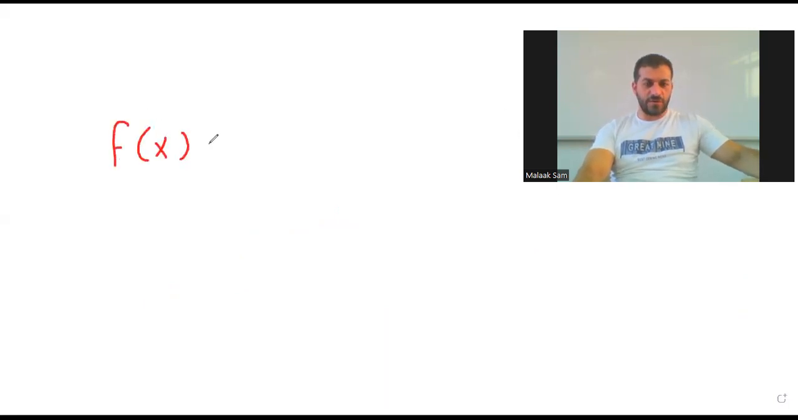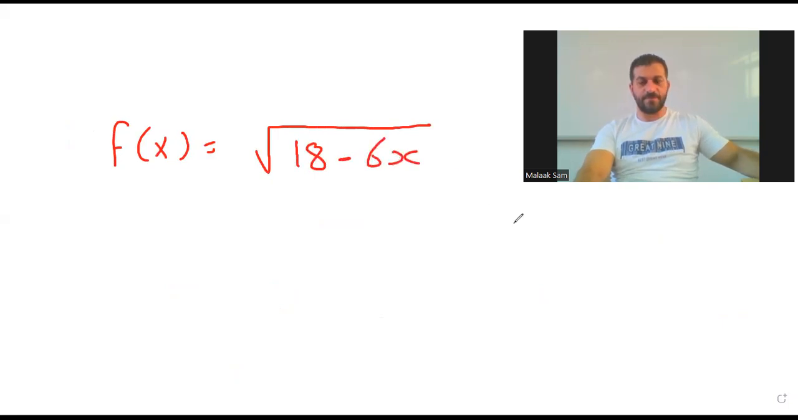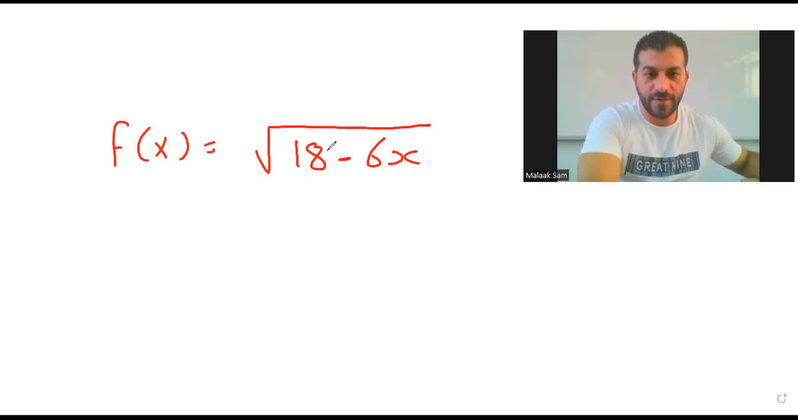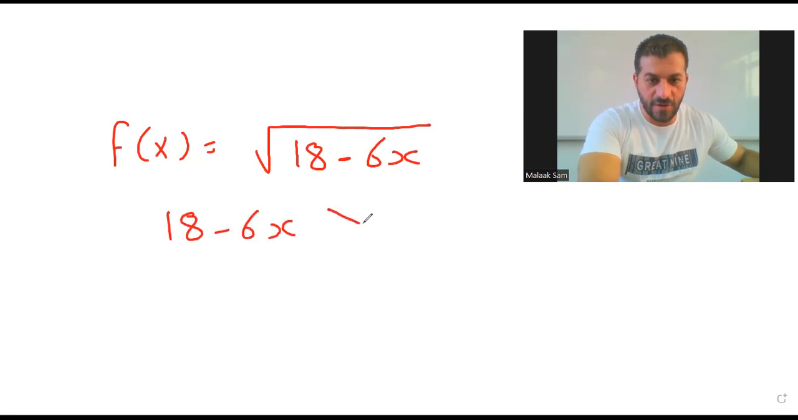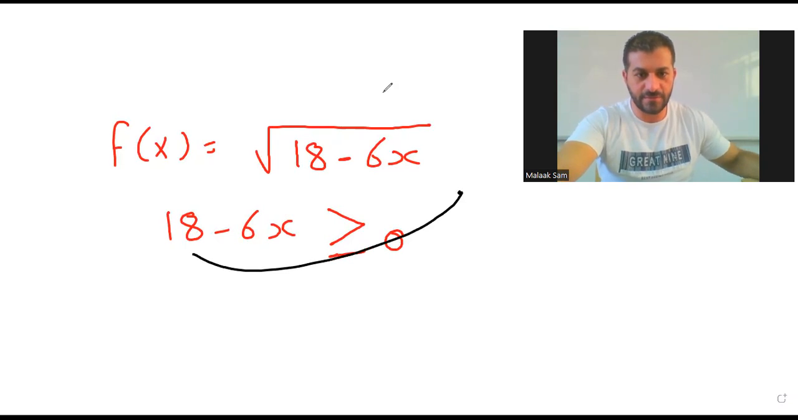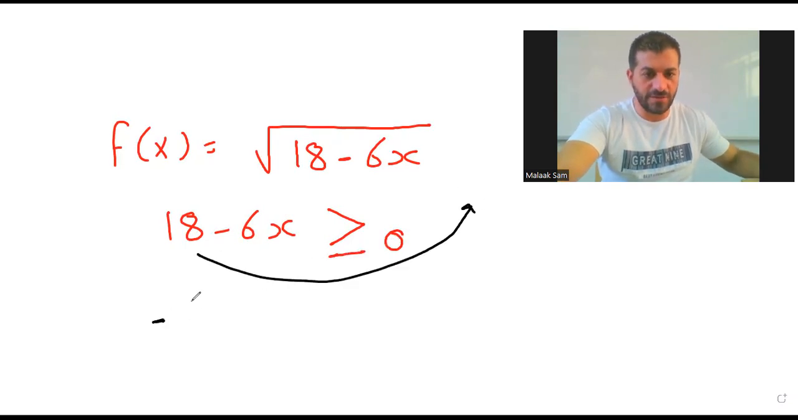F of x equals the square root of 18 minus 6x. We will follow the same steps as I told you. What is written under the square root must be greater than or equal to 0. So 18 minus 6x must be greater than or equal to 0. How can we solve this inequality? Move 18 to the other side. So minus 6x greater than or equal to minus 18.